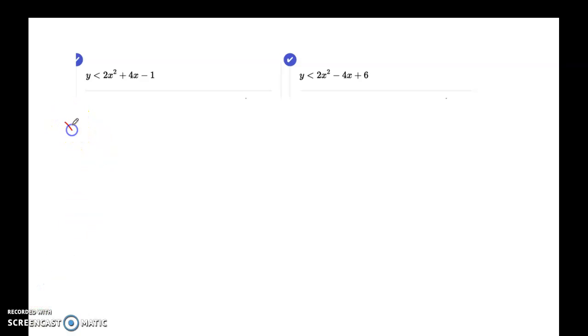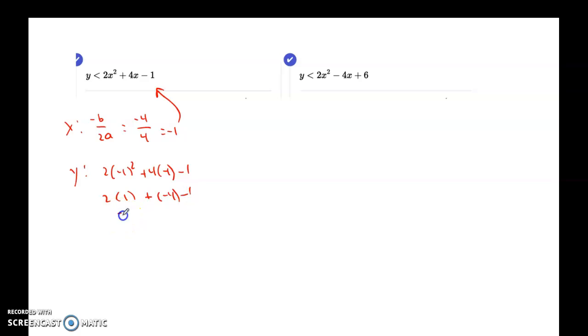So the x is going to be negative b over 2a. So that's negative 4 over 4, which is negative 1. And you take that and you substitute it back into that function. So it's going to be 2 times negative 1 squared plus 4 times negative 1 minus 1. So this is 2 times 1 plus negative 4 minus 1. 2 minus 4 minus 1, which is negative 3. So your vertex is negative 1, negative 3.